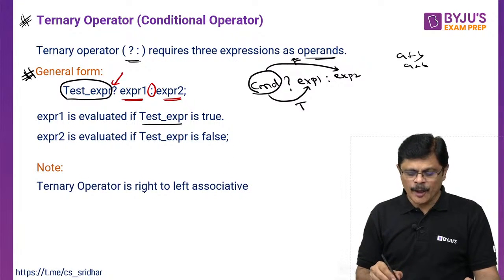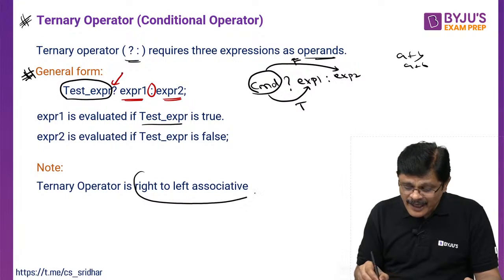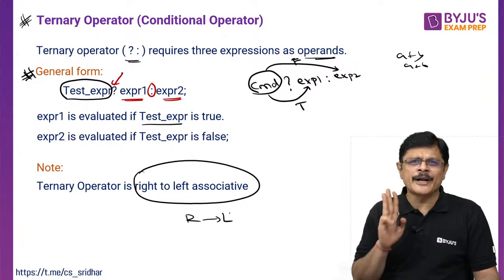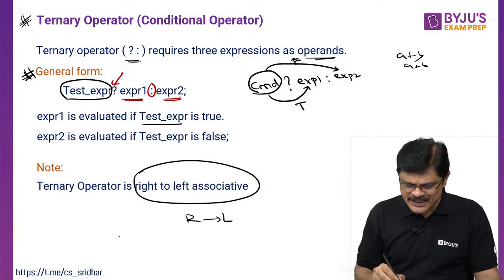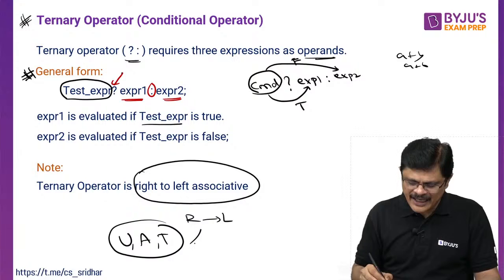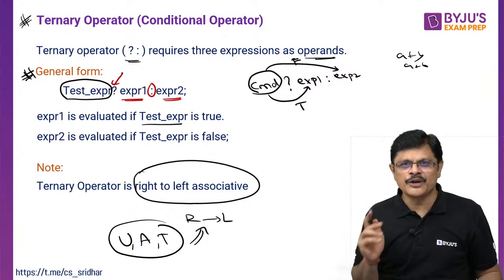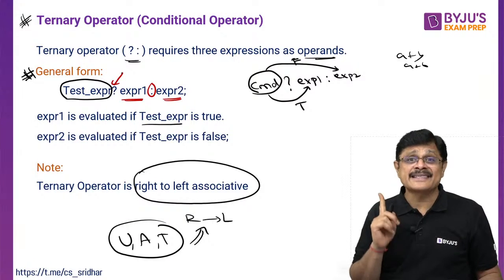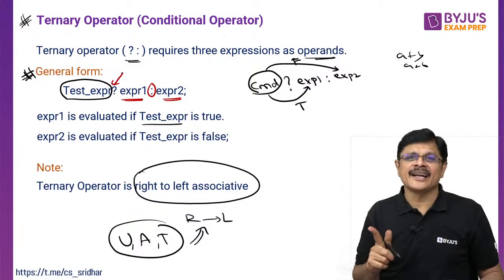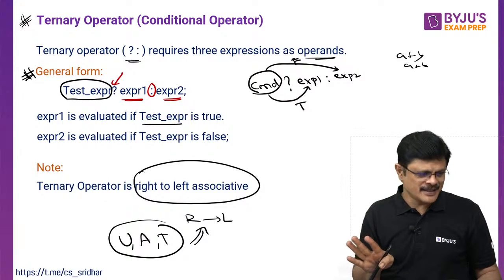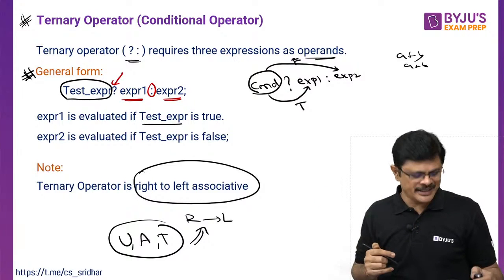Note, the ternary operator is right to left associative. See, actually only 3 operators are right to left associative: unary, assignment and ternary. These 3 are right to left associative, and the rest are left to right associative. Unary operators, assignment and ternary are the only three which are right to left associative. The rest are left to right.